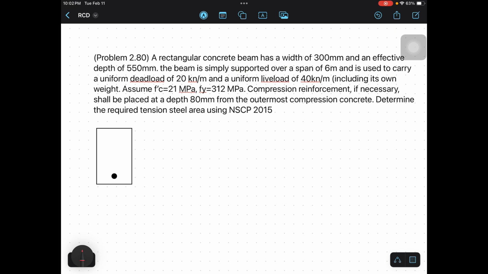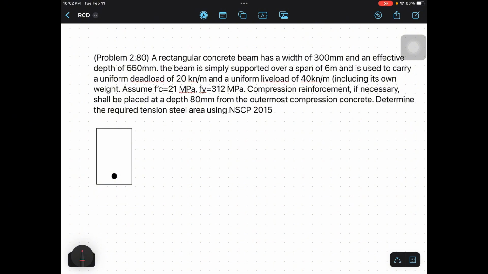Okay? And the specified compressive strength is 21 megapascal and Fy of 312 megapascal. Compression reinforcement, if necessary or if it is needed, should be placed at a depth of 80 mm from the outermost compression concrete. Determine the tension steel area using NSCP 2015.